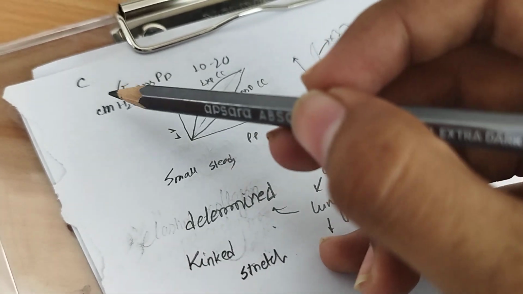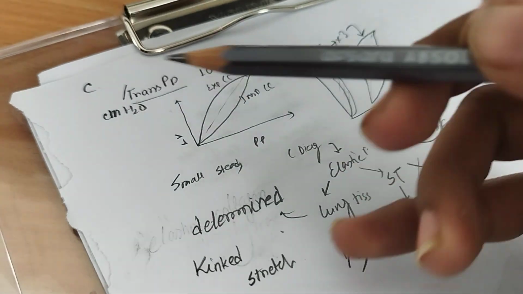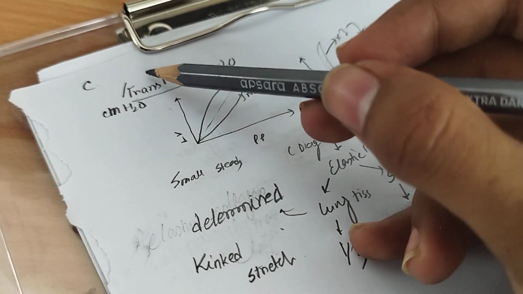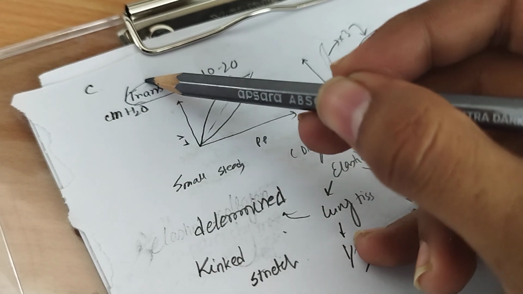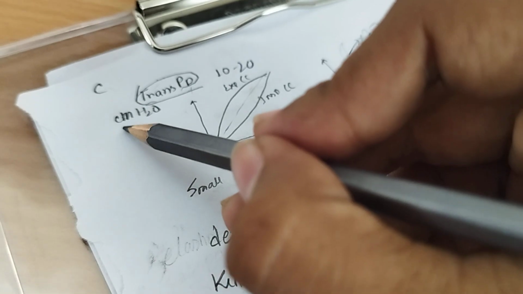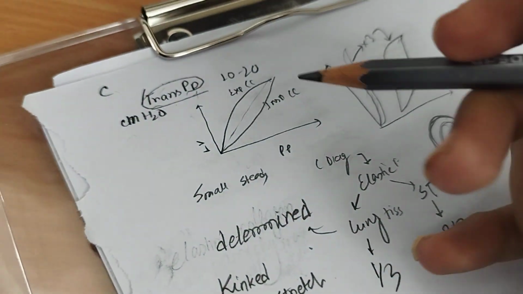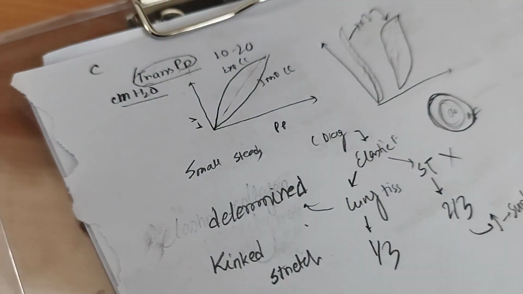So what is the compliance of the lungs? Compliance is basically the increase in volume in the lungs when there is a unit increase in transpulmonary pressure. The increase in transpulmonary pressure is generally measured in centimeters of H2O.